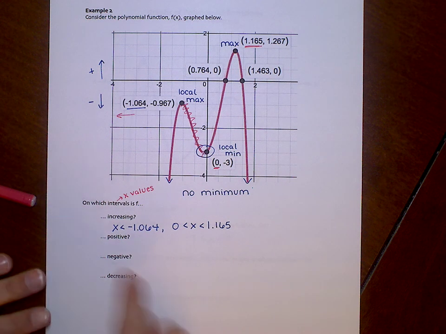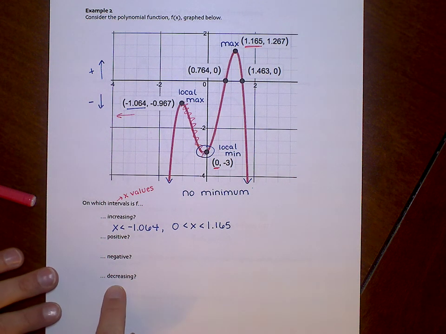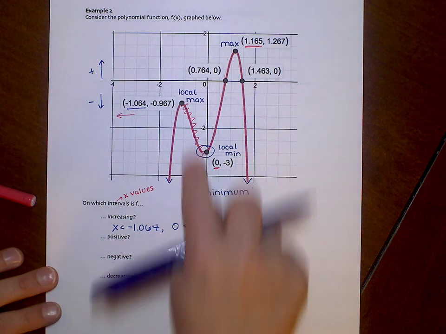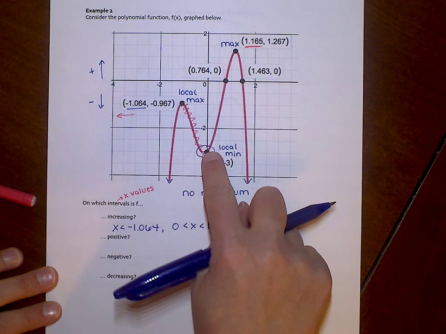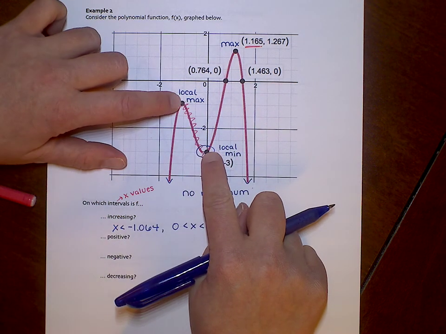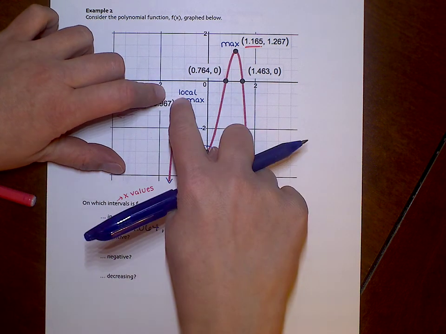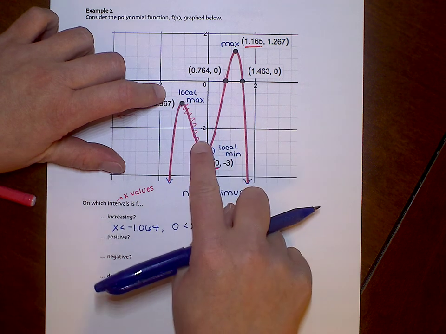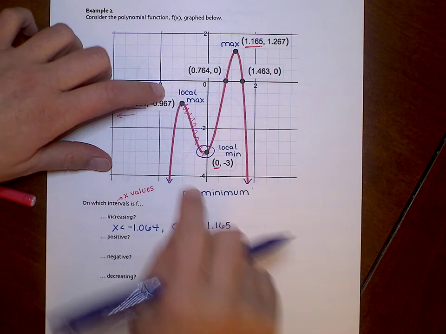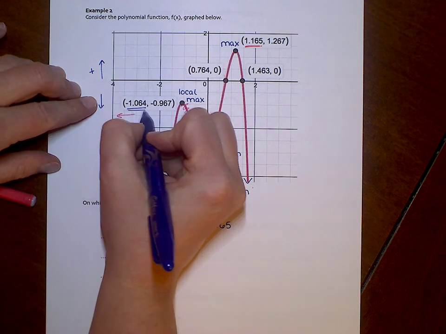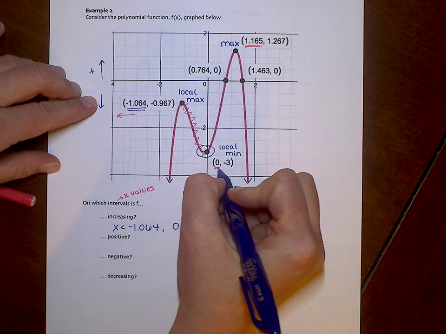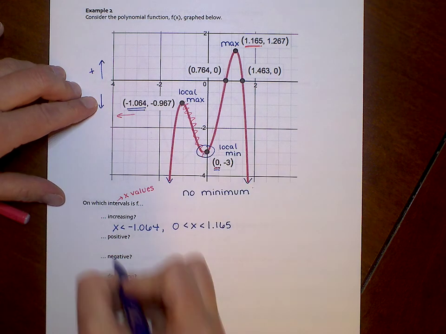So let's go ahead and do, I'm going to jump out of order here, but let's go ahead and do decreasing since we just talked about that. So we said this little interval here was decreasing, right? It's going from a local max down to a local min. So if you're going from a high point to a low point, that's decreasing. So I would say that's between this negative 1.064 and the 0 here.